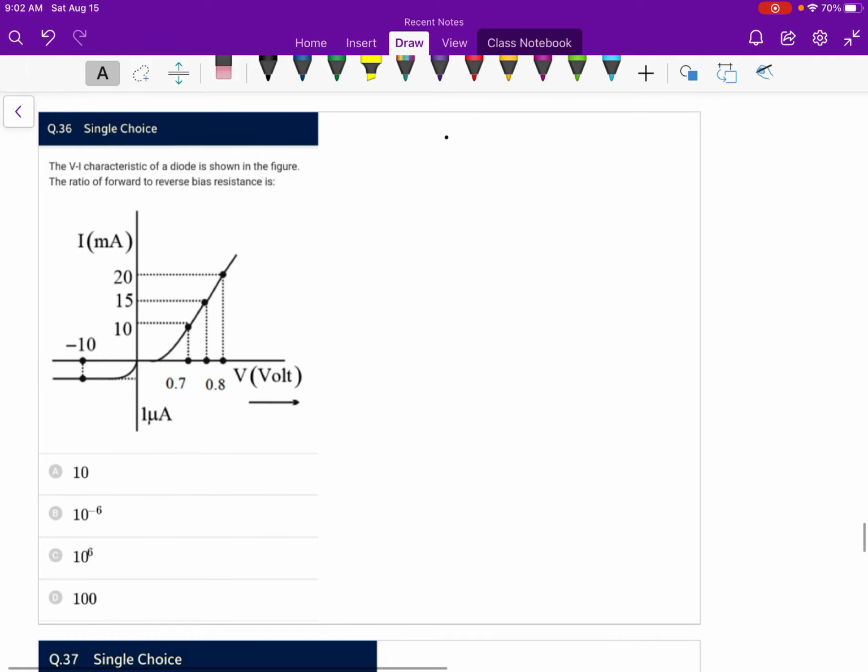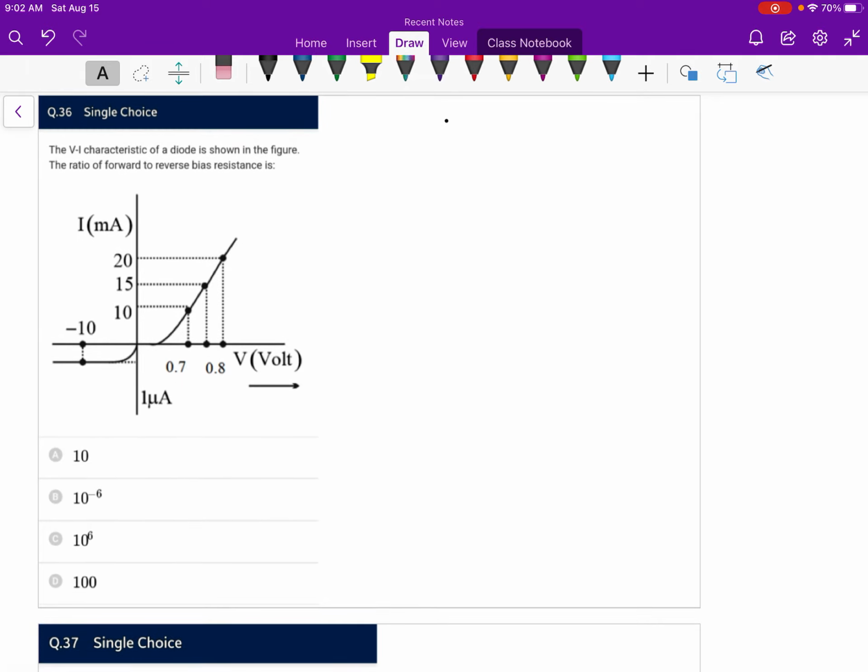The VI characteristics, the ratio of forward to reverse bias resistance. So guys, in forward bias resistance will be less, and in reverse bias resistance will be more, so this ratio should be less than 1. There is only one option which has ratio less than 1.